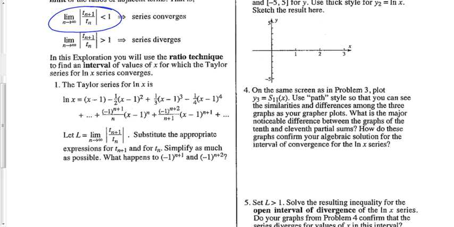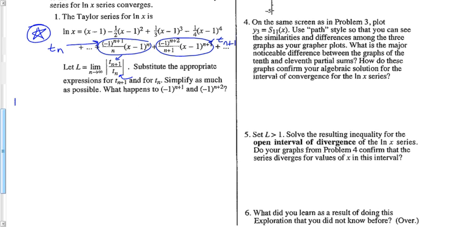So number 1, we have the Taylor series for natural log, which is right here. I believe that's centered around x equals 2. Okay, so here's our Taylor series for natural log. We're going to let L be this limit, and we're going to plug our information into term sub n plus 1 and term sub n. This one right here is our t sub n. This, by my exponent, is our t sub n plus 1, the next term after the nth term. Now, let's evaluate this limit.